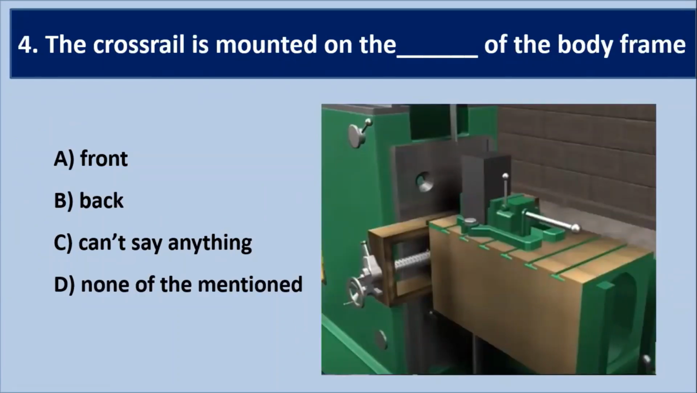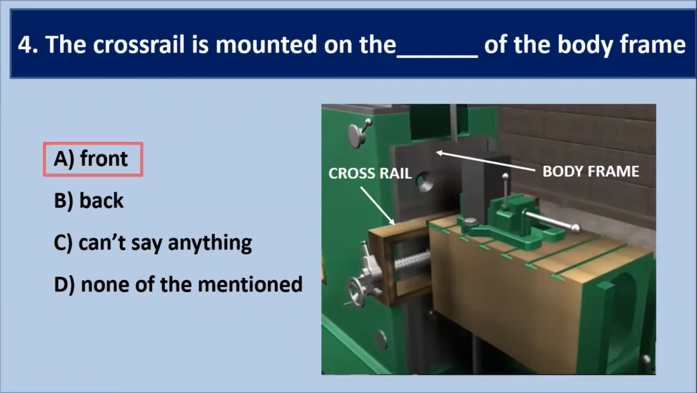Next question, the cross rail is mounted on the blank of the body frame. Here also you can observe the cross rail is mounted on the body frame, means on the front of the body frame. This is the front portion of the Shaper machine, and ultimately our answer is front, means the cross rail is mounted on the front of the body frame.